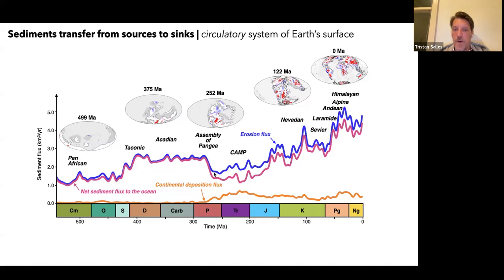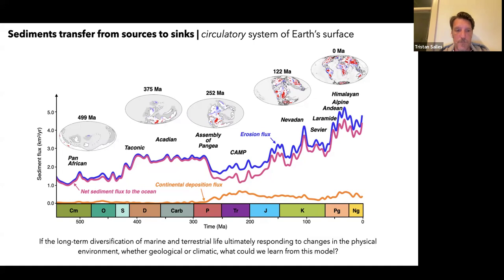And then a drop, just after the assembly of Pangaea, and then after the breakup of Pangaea, we start to have this increase, which basically mimics some of the main mountain ranges that formed since the Triassic. And we see that the continental depositions start to really kick off just after the Permian and through the Triassic, and then they remain relatively constant over the rest of the time.